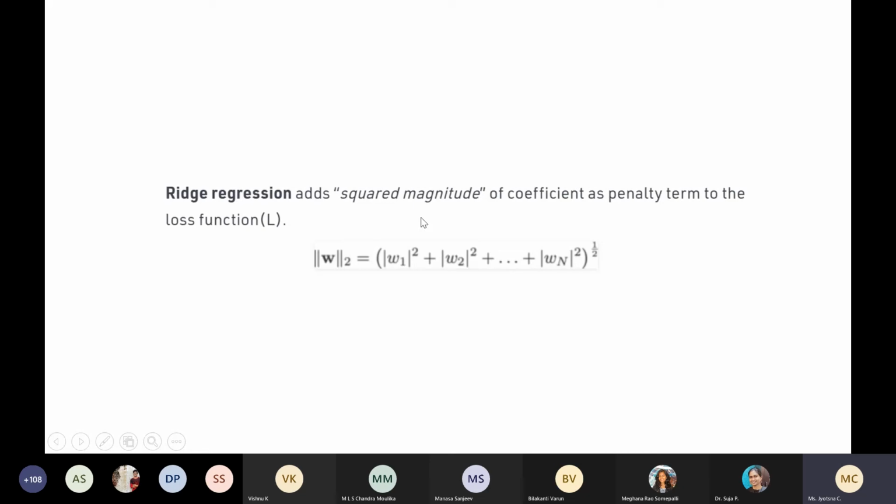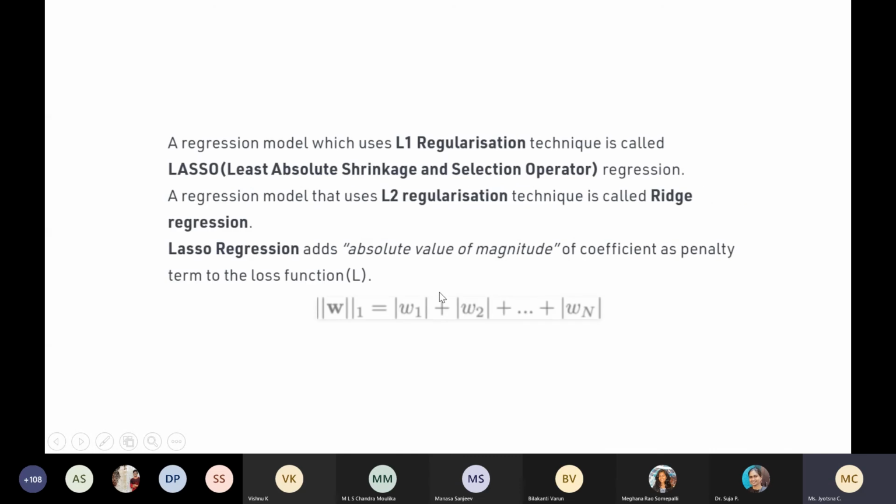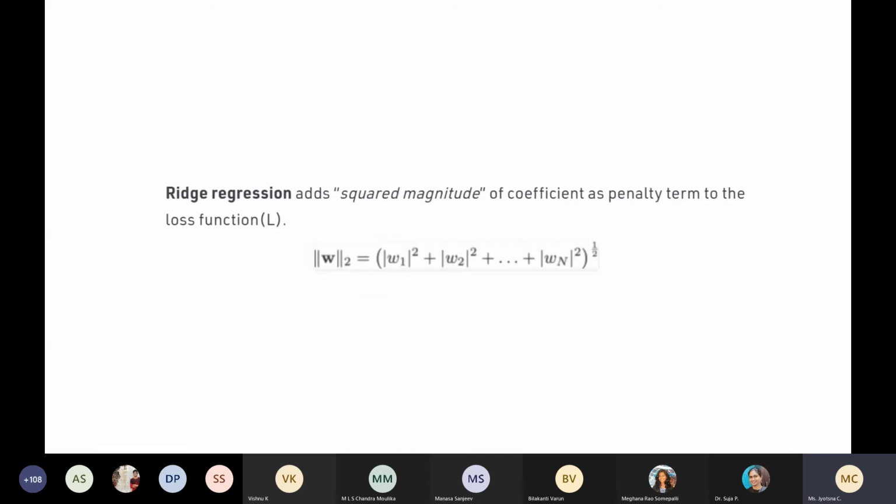So that means in the two regularization techniques, how is the penalty term introduced? In the first one, it is just a sum of all the absolute weights. In the second one, ridge regression, the penalty term is the square root of the sum of the squares of all the weights.